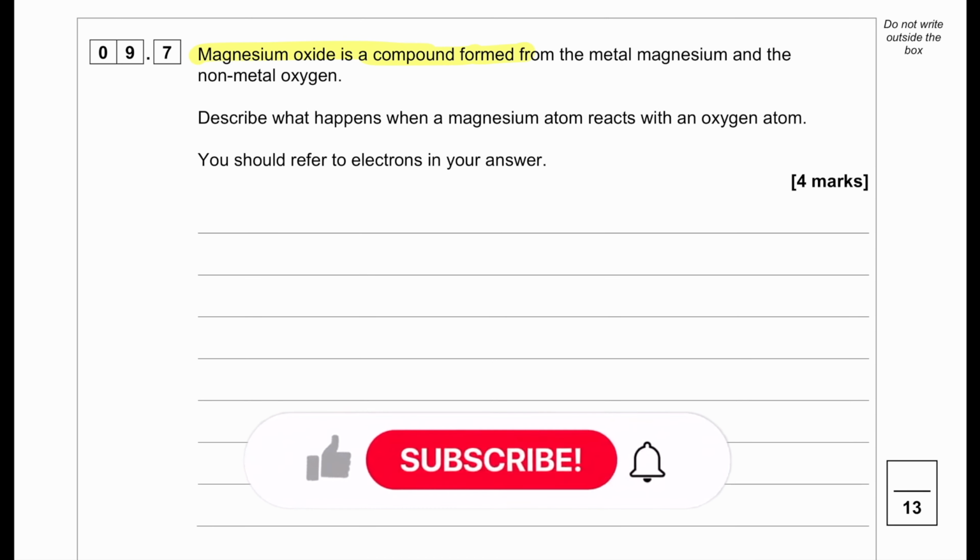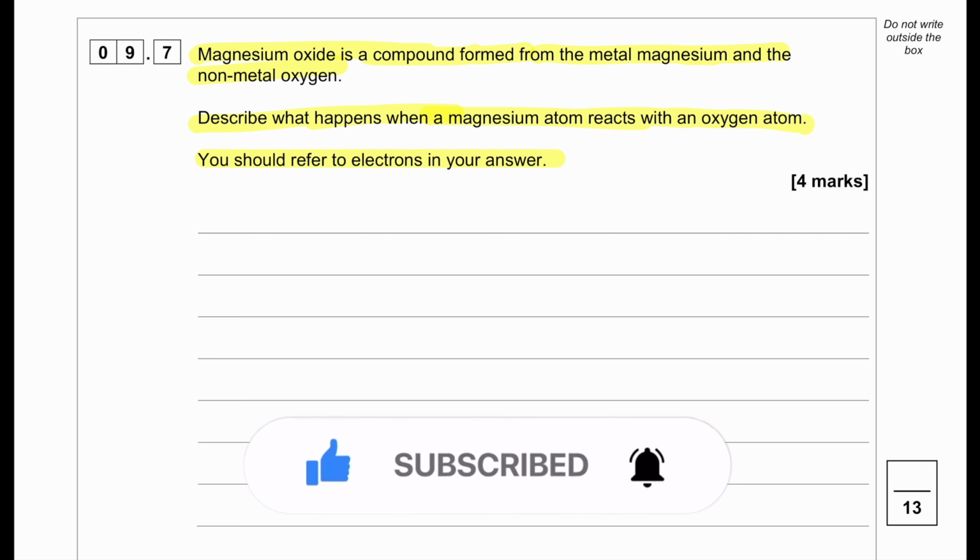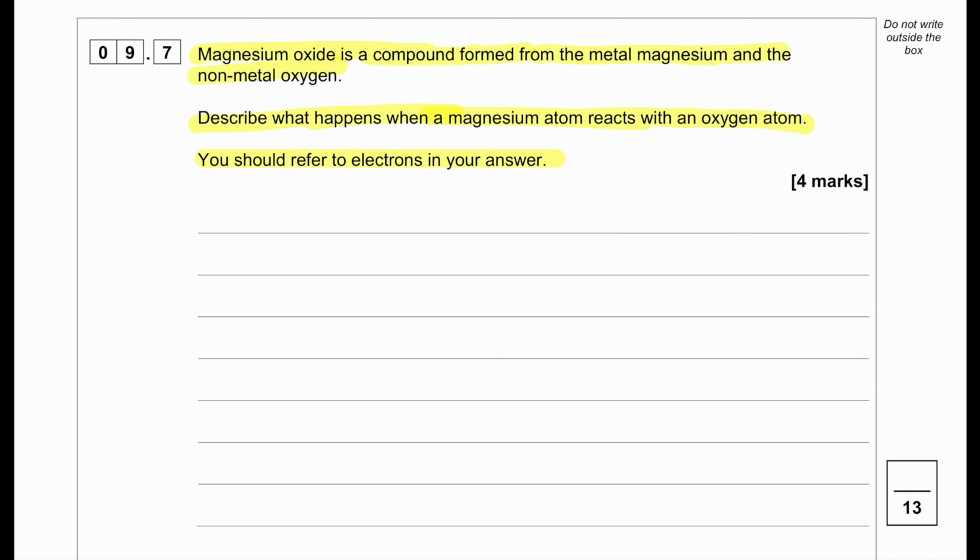Magnesium oxide is a compound formed from the metal magnesium and the nonmetal oxygen. Describe what happens when a magnesium atom reacts with an oxygen atom. You should refer to electrons in your answer. So basically, a magnesium atom loses electrons. If we look into the periodic table, magnesium belongs to group 2. So magnesium loses 2 electrons to form a 2+ positive ion.